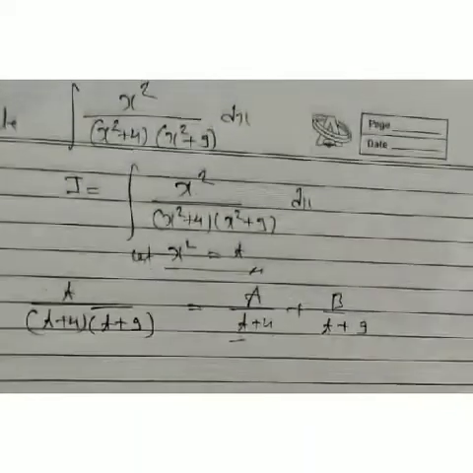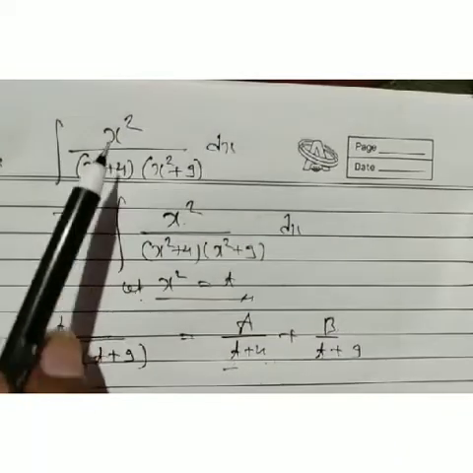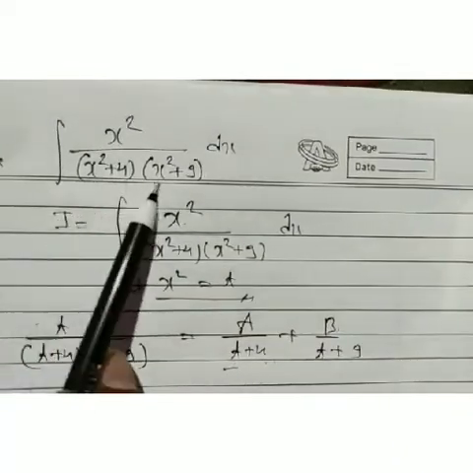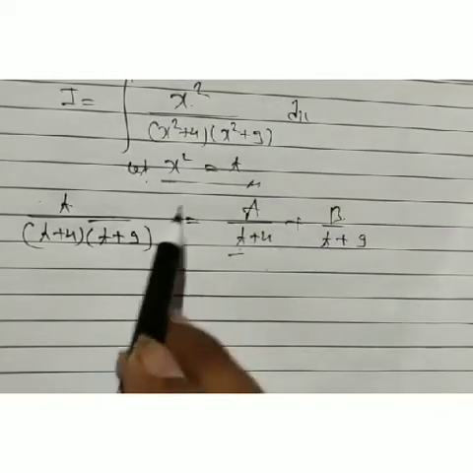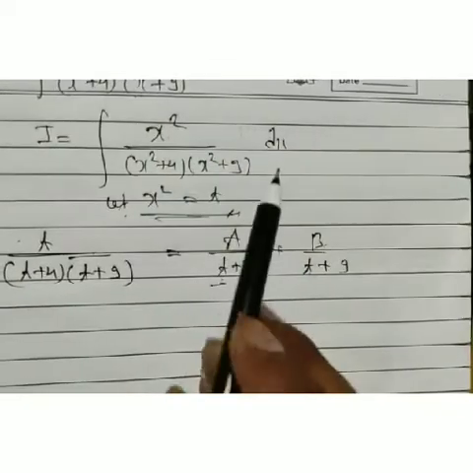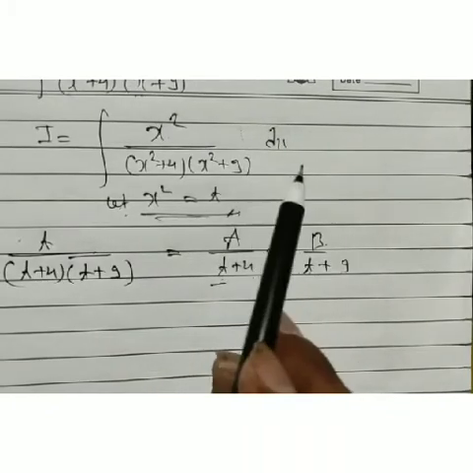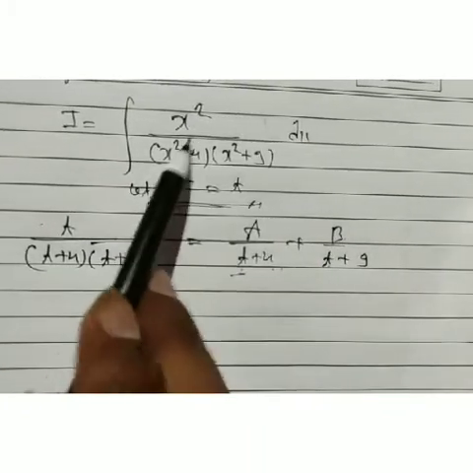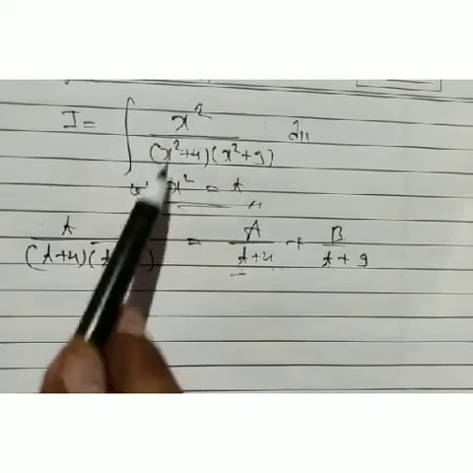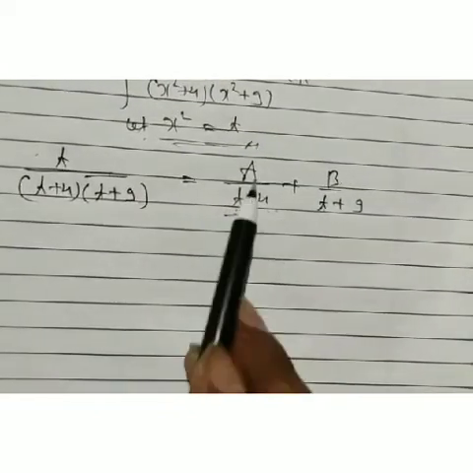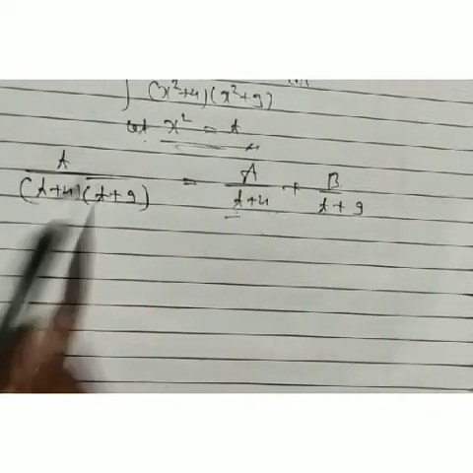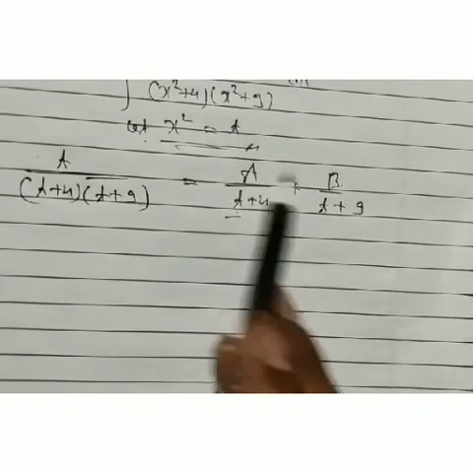Thus, when you have this type of problem, with all powers equal, x square plus a square, in such cases what do you have to do? We let x square equal to t, and we are not going to change our dx. We change this problem to t plus 4 and t plus 9, and using our partial fraction concept, a upon t plus 4 plus b upon t plus 9, we get the values of a and b.